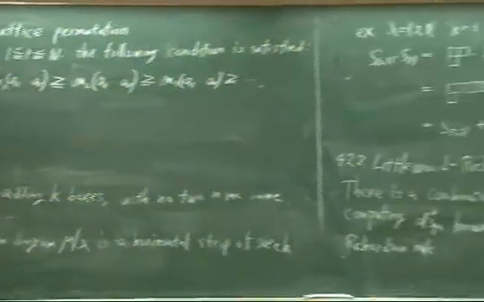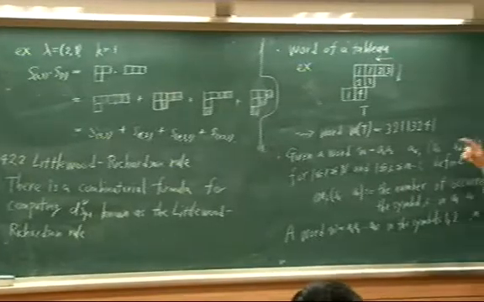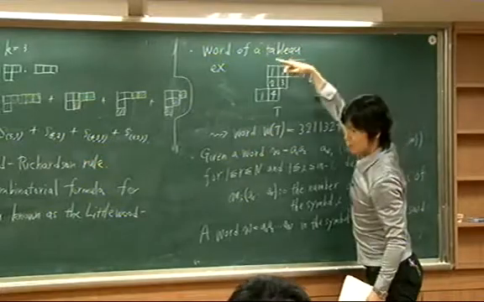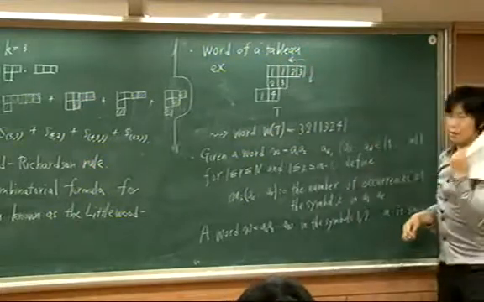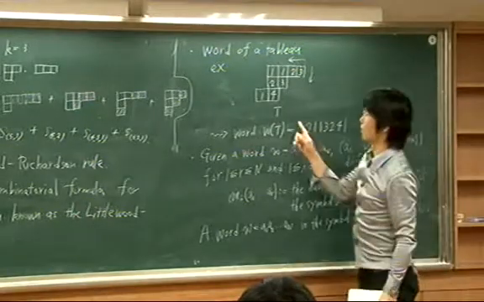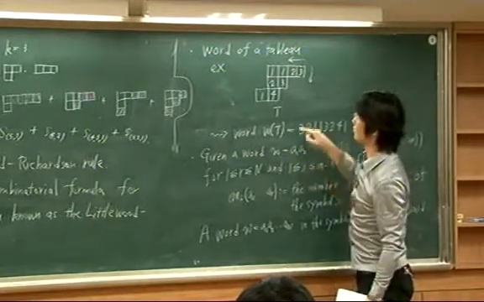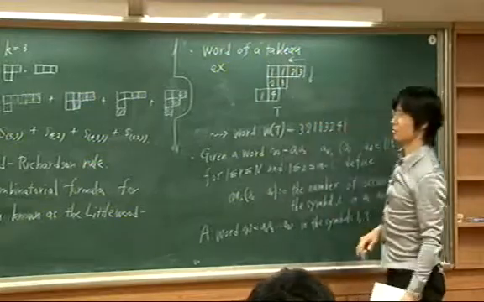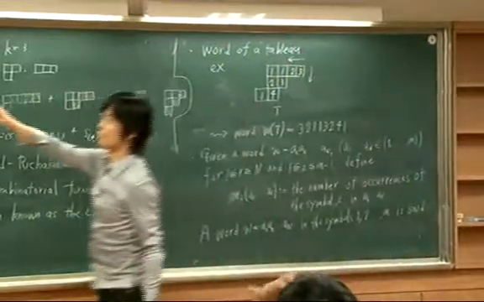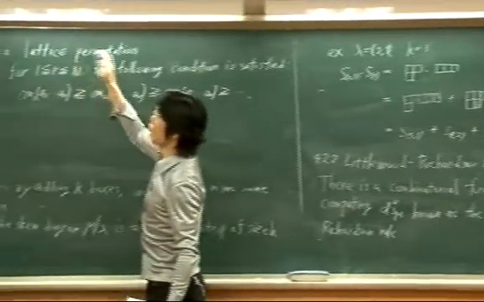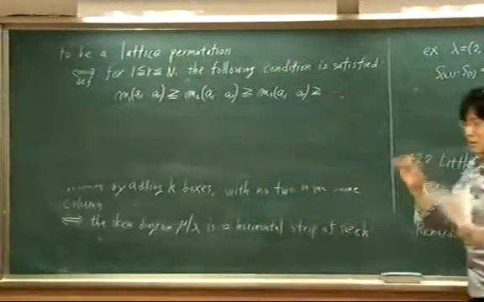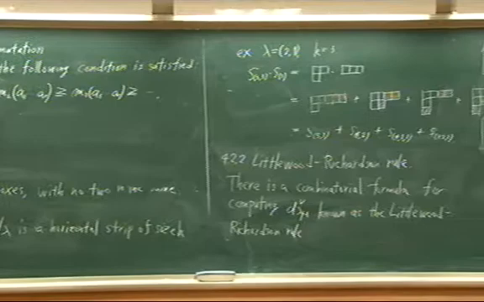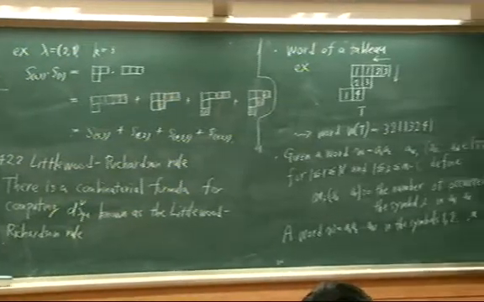Note that we follow Macdonald's book, so we read numbers from right to left and top to down. However, in the literature, for example Fulton's book, there is a different reading: right to left and down to up, and he says reverse lattice word. So in some literature the convention is different. Please be careful. We follow Macdonald's convention.